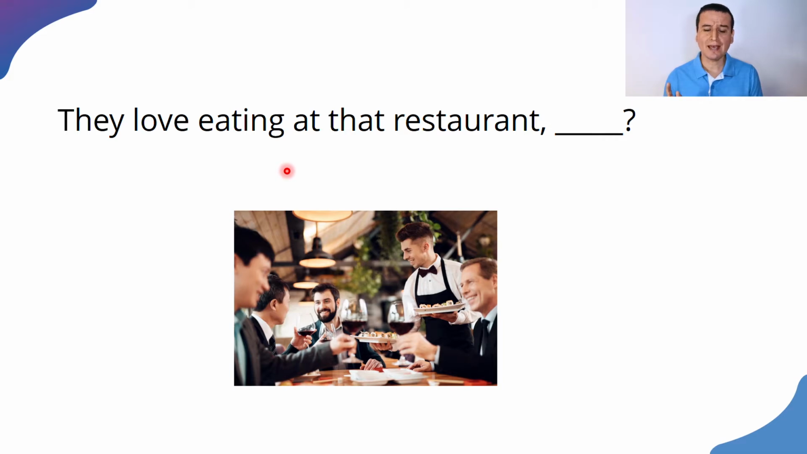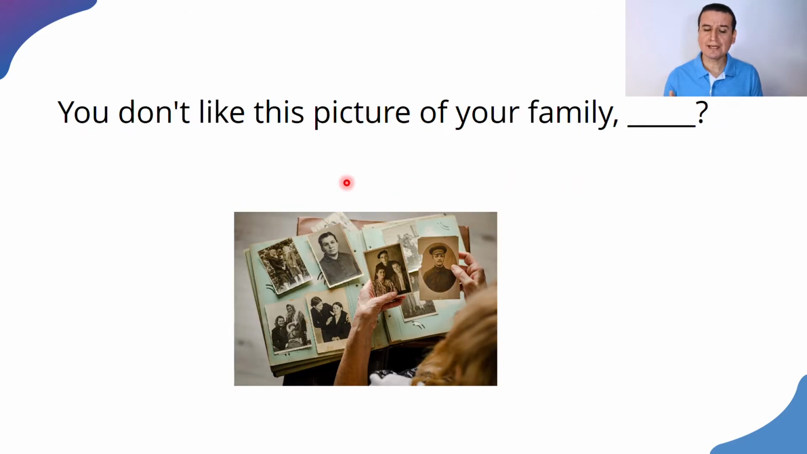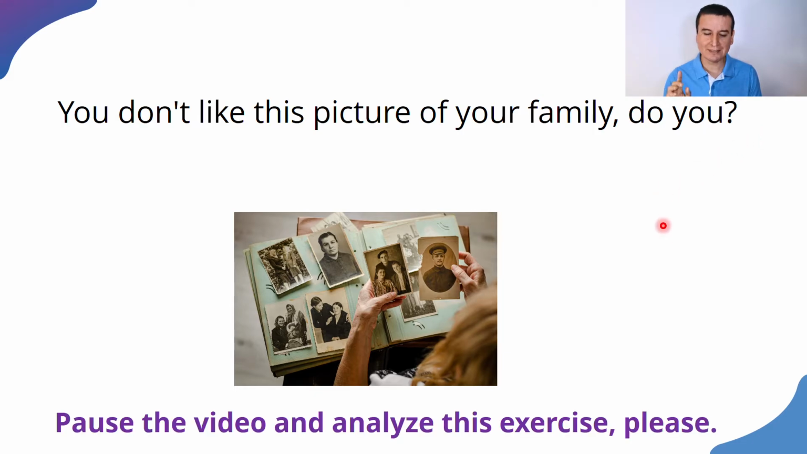They love eating at that restaurant. What is the question tag? Don't they? Why? Present tense, negation, affirmation. Affirmation in the statement, a negative question. All right. Next, you don't like this picture of your family, do you? Pause the video, analyze it, see why. You will see it's the same rationale or explanation for all of them.